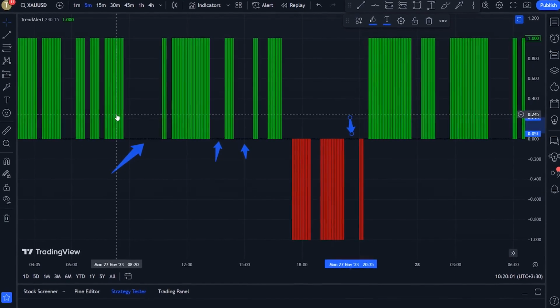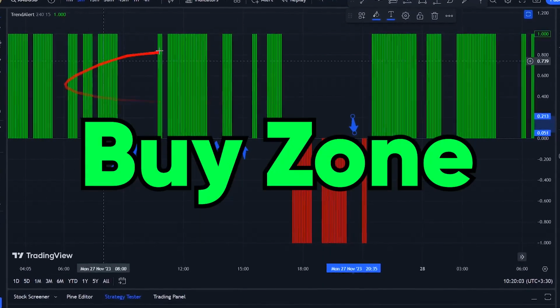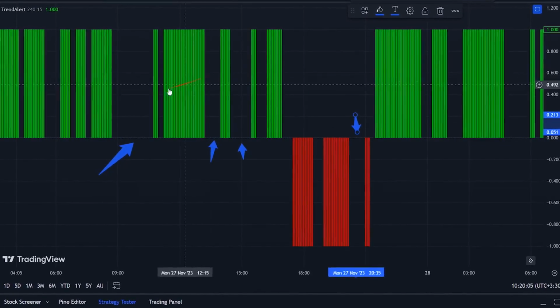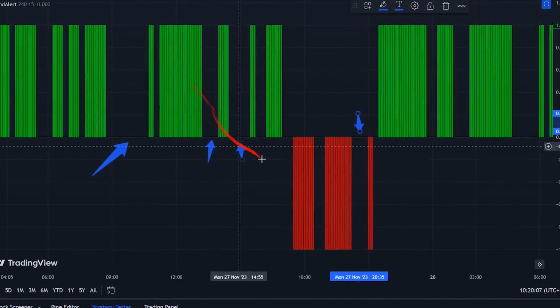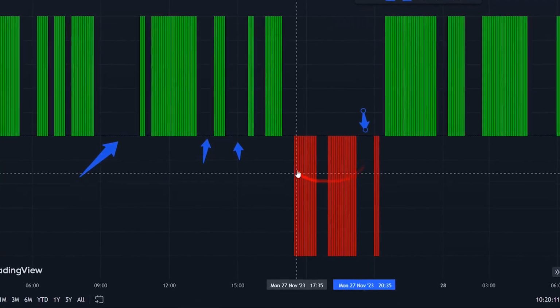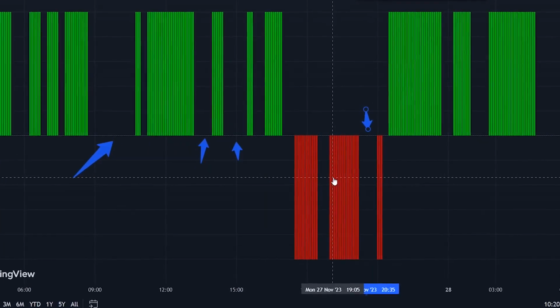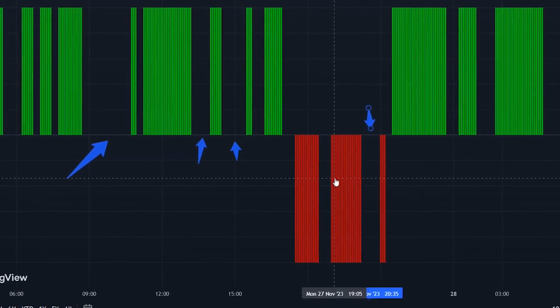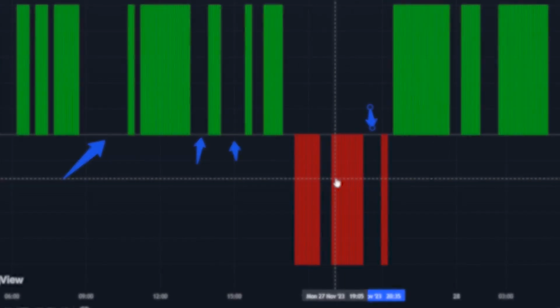But when the histogram is green, we are in the buy zone and we can place a buy order by seeing the buy signal on the chart and make good profits. And whenever the histogram is red, we are in the sell zone and we can place a sell order by seeing the sell signals on the chart and make profits.